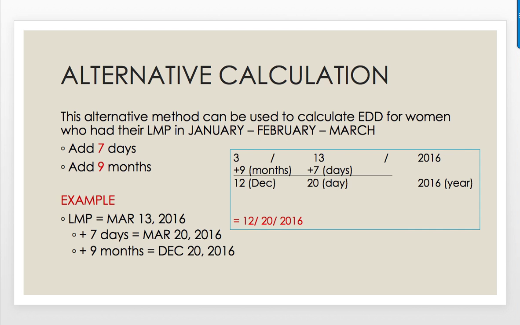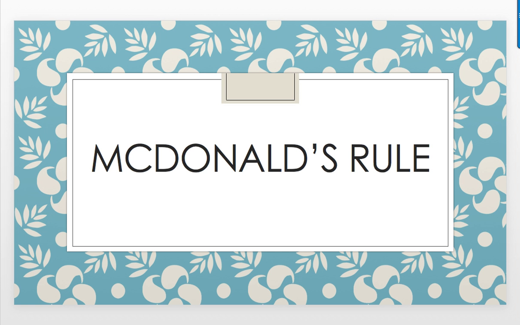An alternative to this calculation can be used for a last menstrual period during the month of January, February, and March. Instead of subtracting 3 months and adding 1 year, we're just going to add 9 months and add 7 days to it. And here's the example. The last menstrual period was on March 13, 2016. We're going to add 7 days to that, so we're going to get March 20th. Now we're going to add 9 months, and the result is December 20th, 2016 as the estimated delivery date. Pretty simple, right? So next we're going to talk about measuring fundal height.